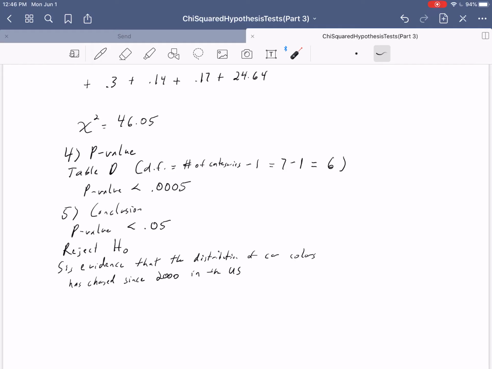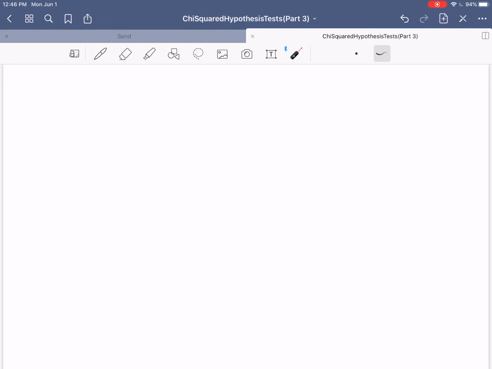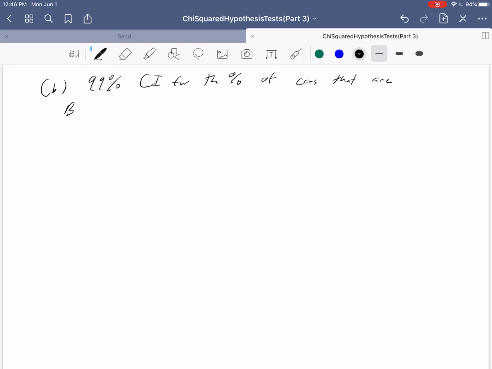Now, we did have one more thing we wanted to do. We wanted to build a confidence interval. So let's go ahead and do that as well. Let's give ourselves one more page. For part B, we wanted to do a 99% confidence interval for the percentage of cars that are black, silver/gray, or white. So these 3 main colors, we'd like to know what percentage of all cars those three main colors make up. So what type of interval is this going to be? Well, it's a 99% confidence interval for a single percentage, not the difference in percentages, but just a single percentage.